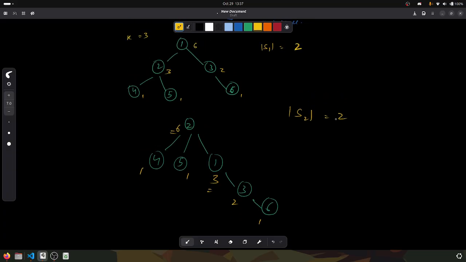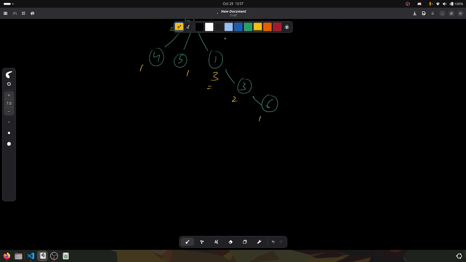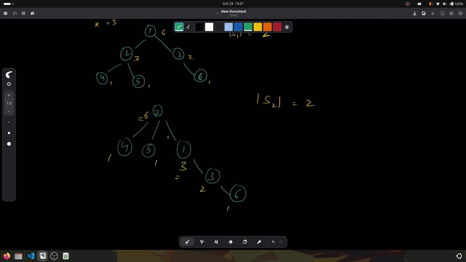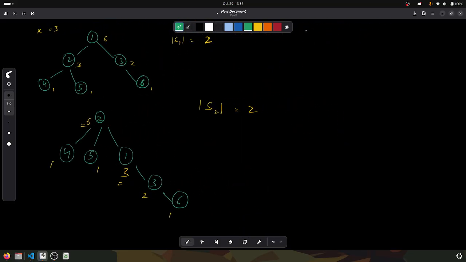Now let's root the tree at 3. Let's just complete this process once and then make the observations. So let's root the tree at 3, and one of the children will be 6. Let me just do it like this: 6, then 1, then 2, then 4, and 5. Okay, 3, 6, 1, 2, 4 and 5.